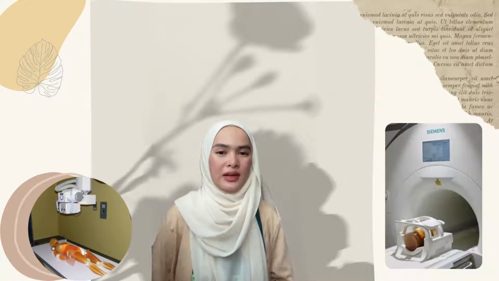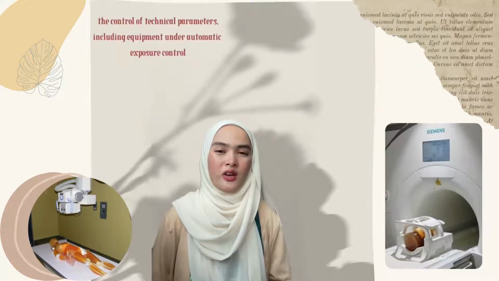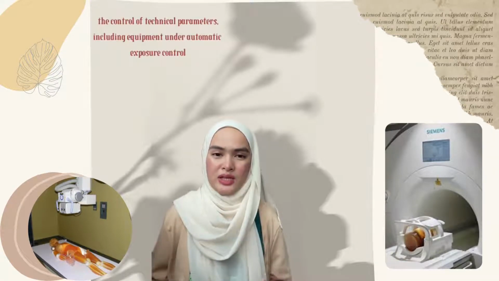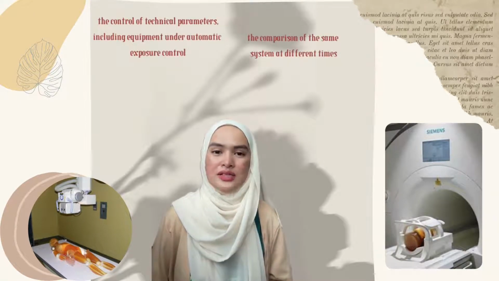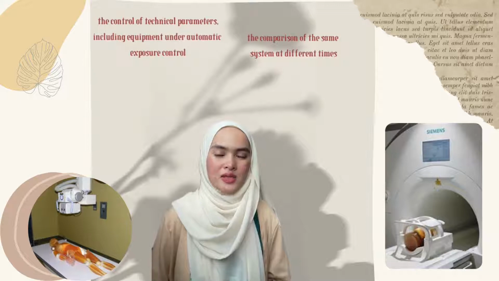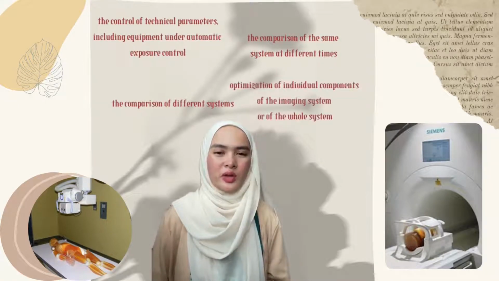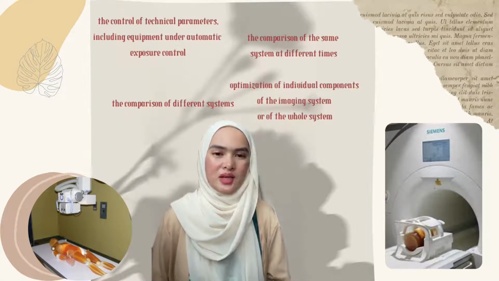Do we use a phantom to test time exposure accuracy? Do you know what a phantom is? Measurements using phantoms are useful for the control of technical parameters, including equipment under automatic exposure control, the comparison of the same system at different times, the comparison of different systems, and optimization of individual components of the imaging system or of the whole system.